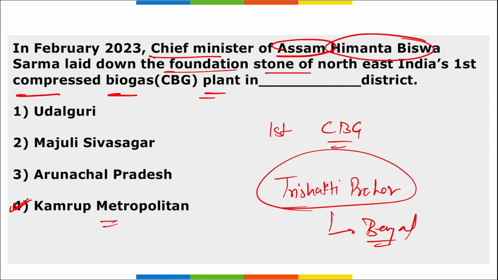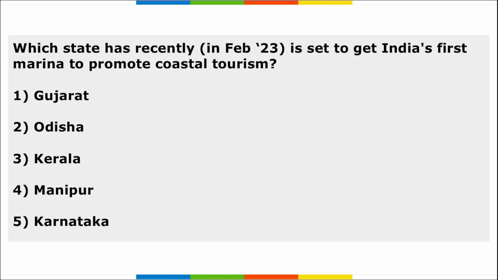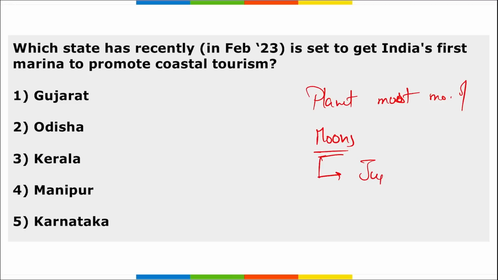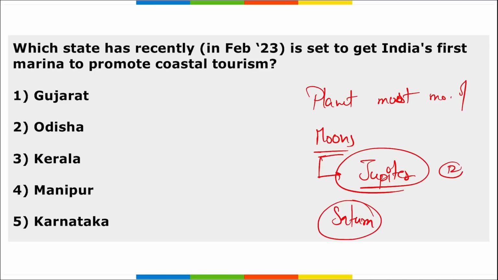And apart from this, one more important question, which planet has the most moons now? Planet with the most number of moons. It will be your Jupiter. Jupiter is the planet now with the most number of moons. Earlier it was Saturn, but now 12 new moons of Jupiter have been discovered.